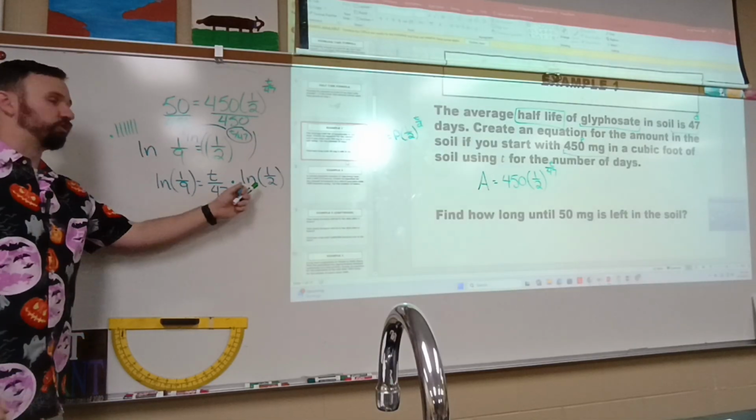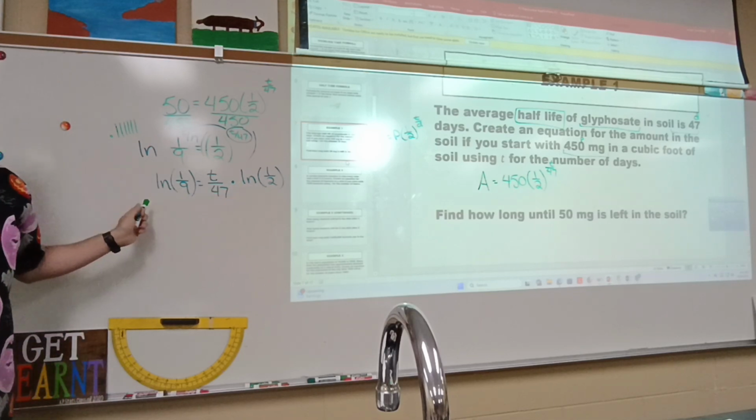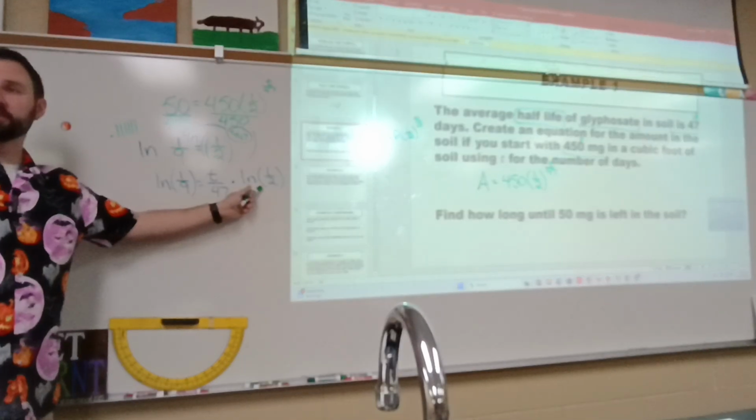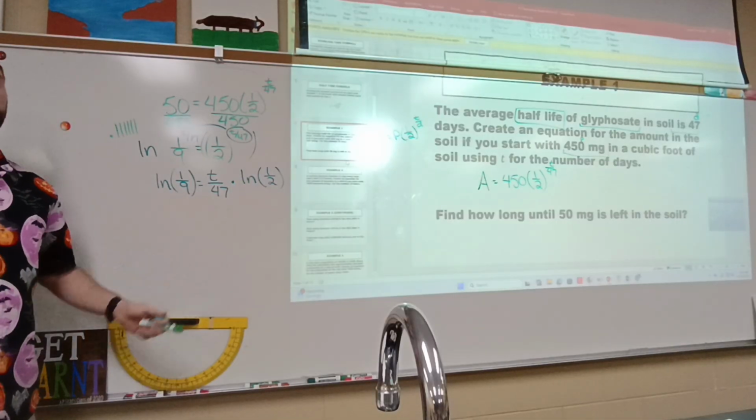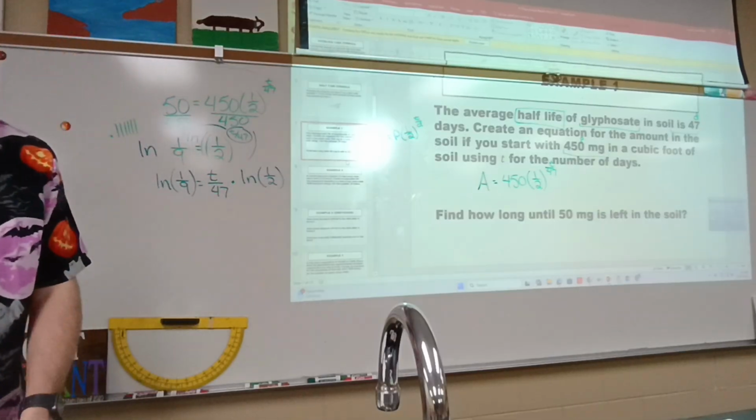But what are both these? These are both just numbers, right? If you don't like dealing with logs, what could you convert those to so you don't have to see logs anymore? Decimals. I'm going to leave them as logs because I don't want to round. I make a lot of rounding mistakes in my life.